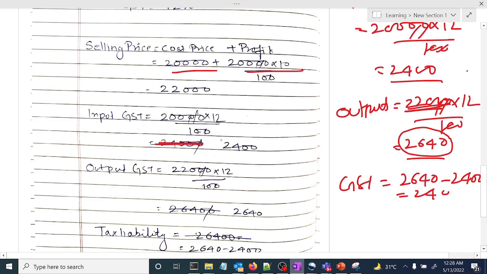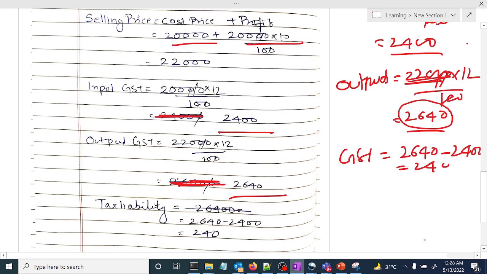If you see here, it's not a wrong calculation. 20,000, 12%, 2,400. Then output GST is on the selling price, 22,000, 12%, 2,640, right? So tax liability is how much? Output GST minus input GST, because there is some extra GST which the customer is paying. This GST anyway the shopkeeper has to pay to the government, right? The shopkeeper has already paid 2,400 to the wholesaler. The customer is paying to the shopkeeper, so this difference the shopkeeper will pay to the government.